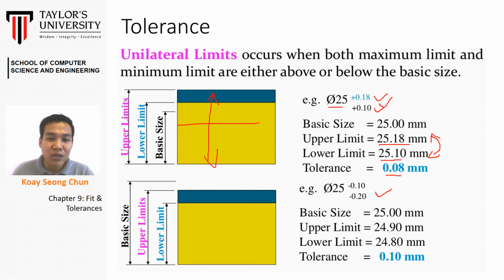In the opposite, let's say I set a unilateral tolerance with a negative value, where I have negative 0.1 and negative 0.2. Means my upper limit will be 24.9 if I design my shaft to have an original size of 25. Then my lower limit will be 24.8. Then your tolerance is the value difference between the upper limit and lower limit. So in this case, my tolerance is 0.1.